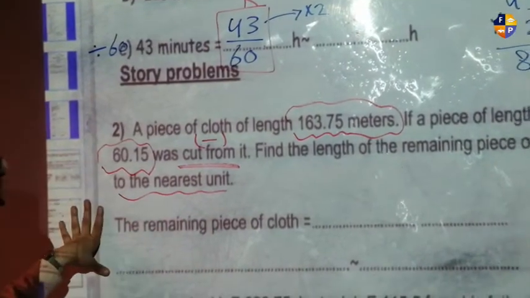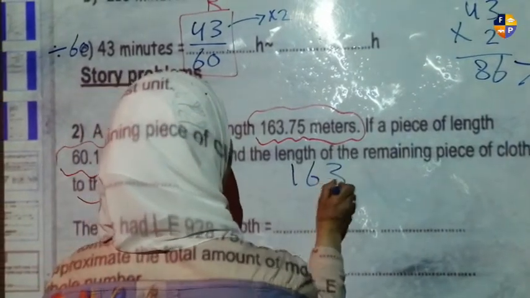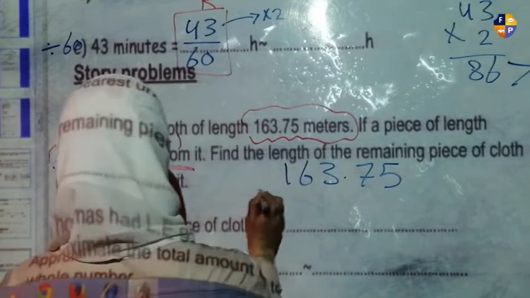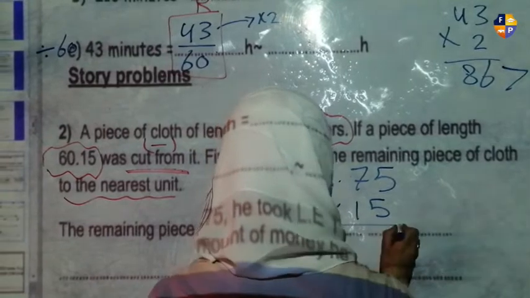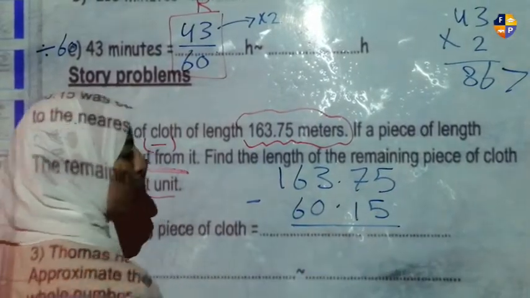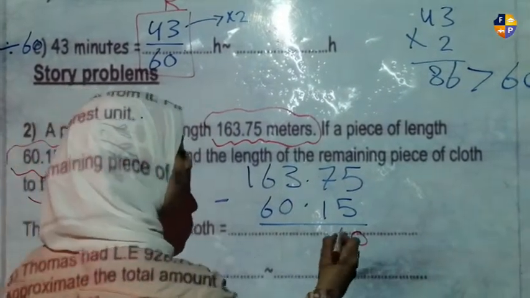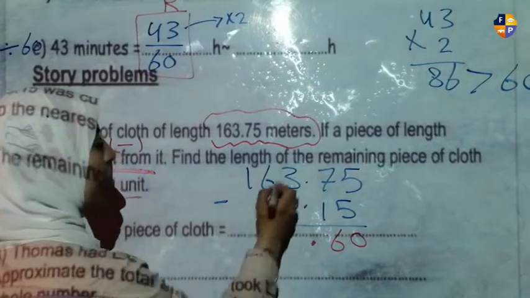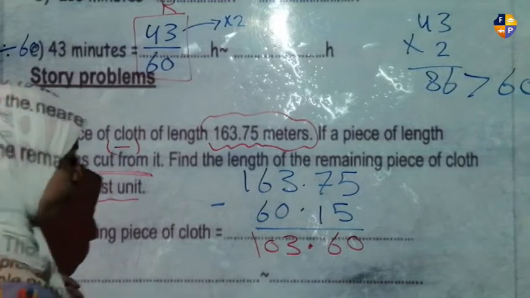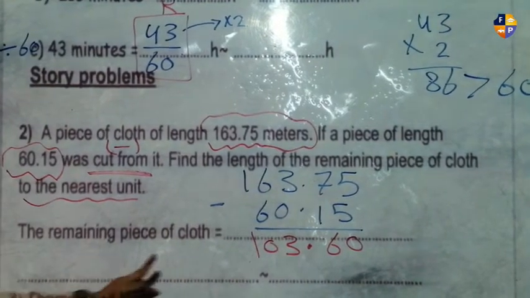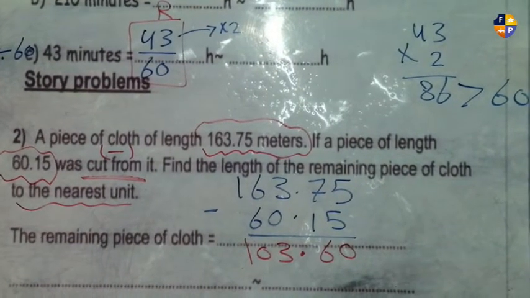Okay, in subtraction, start from the biggest number. 163.75 minus 60.15. I have 2 digits after the decimal point, so I will start from the right. 5 minus 5 equals 0, 7 minus 1 equals 6, then put the decimal point. 3 minus 0 equals 3, 6 minus 6 equals 0, write 1. The remaining piece of cloth, 103.6.